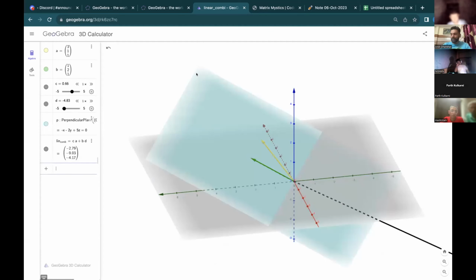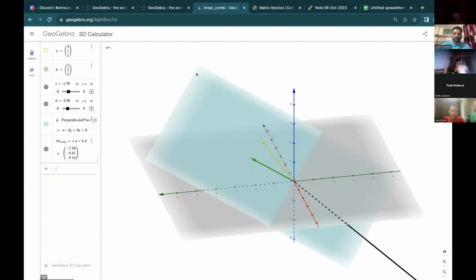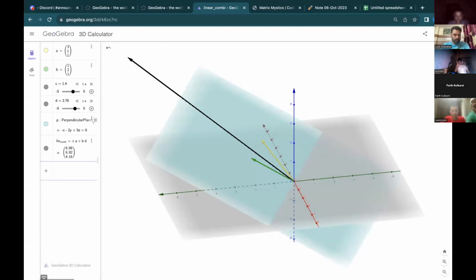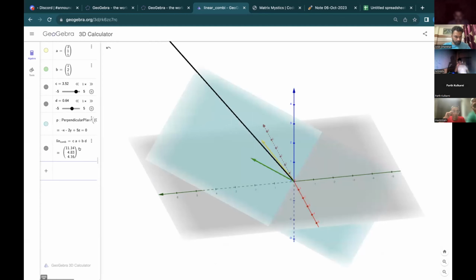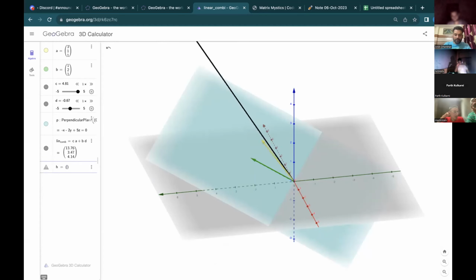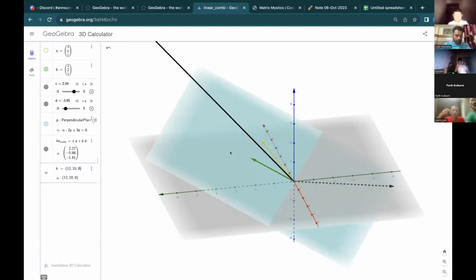Now our targeting point is 1200, 1000 and 900. That is quite big for us to easily visualize. Make a point, say h equals 12, 10 and 9. I think I just set up h as 12, 10 and 9.